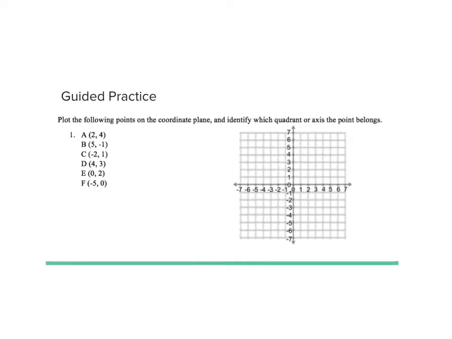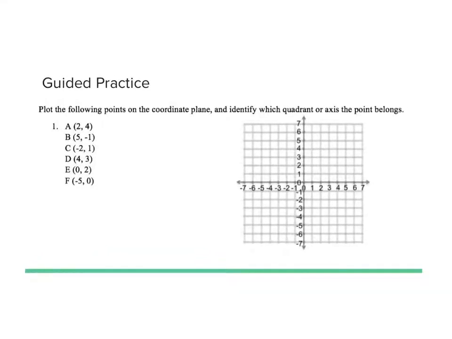Okay, so it says plot the following points on the coordinate plane and identify which quadrant or axis the point belongs in. Okay, so 2, 4, we go over 2, and up 4. 1, 2, 3, 4. So my point is going to be right here. This is point A. We're going to label it. It's in quadrant 1.